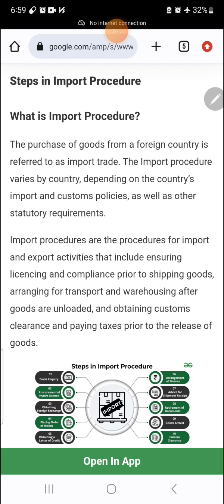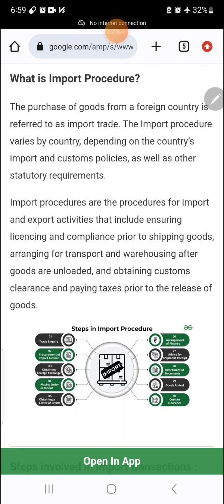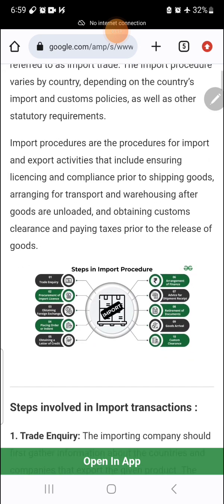Import procedures are the procedures for import and export activities that include ensuring licensing and compliance prior to shipping goods, arranging for transport and warehousing after goods are unloaded, and obtaining customs clearance and paying taxes prior to the release of goods. Import, release, licensing.